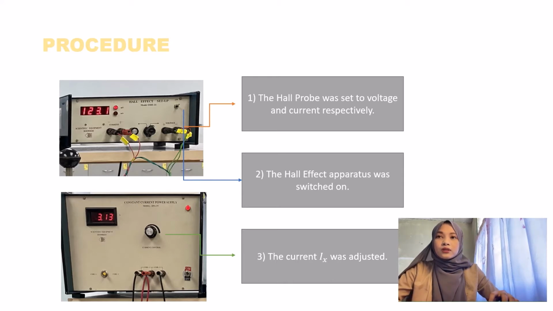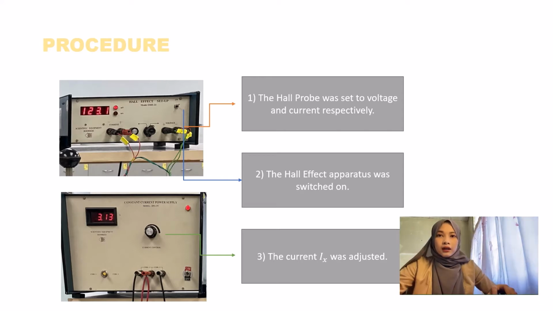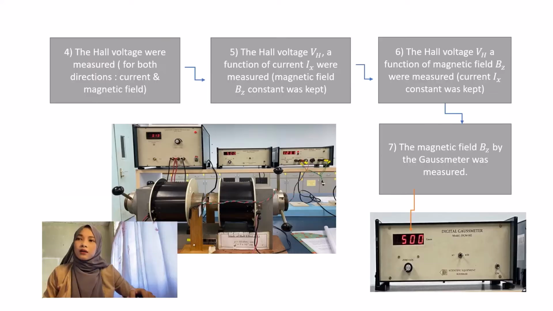So first, the Hall probe was set to voltage and current respectively. Second, the Hall effect apparatus was switched on, and then the current IX was adjusted. Next, the Hall voltage was measured for both directions, which is current and also magnetic field.